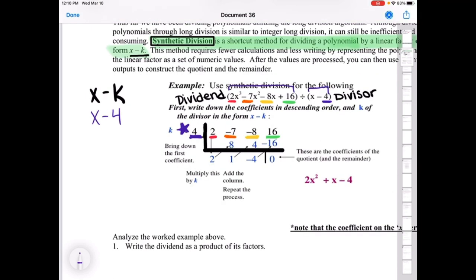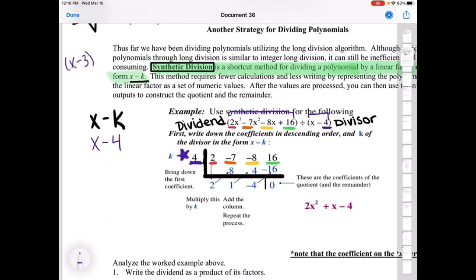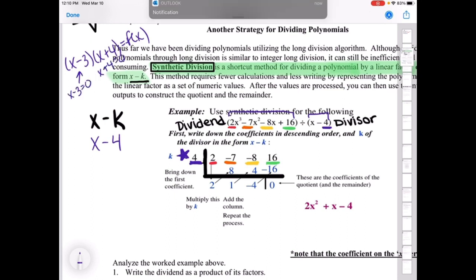So if this was a polynomial in factored form, for example, x minus 3 times x plus 4 is equal to f of x, well, we know that by setting each of these factors equal to 0, I'm going to find my roots. So in this situation, we get x equals 3 and x equals negative 4. So that means the polynomial crosses the x-axis at (3, 0) and (negative 4, 0).